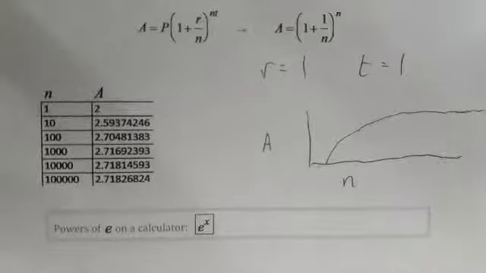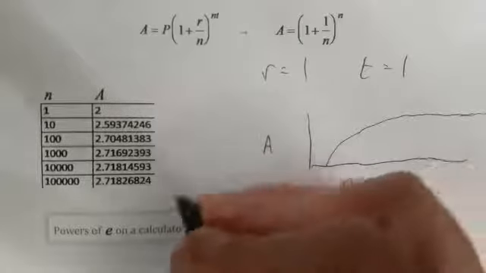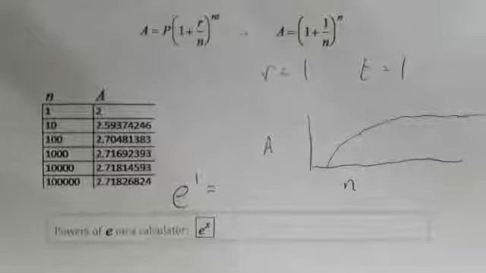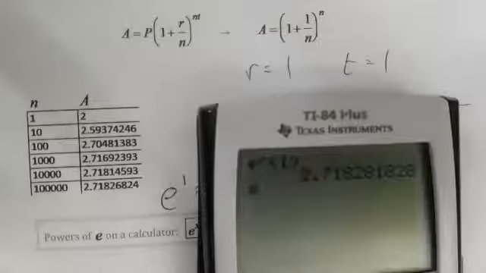And what this limit actually is, if you go to your calculator and you type the lowercase e to the first, you will get that number or something pretty close to it. So e to the first gives me 2.71828, that number right there, and it keeps going. That is an approximation. So this is e.